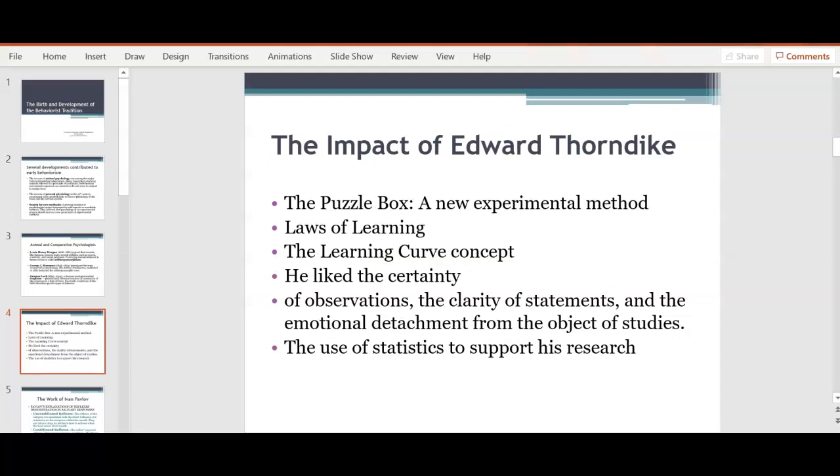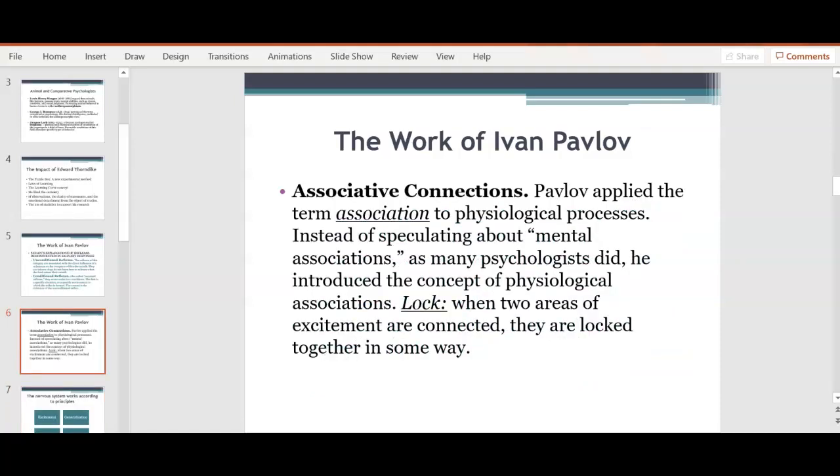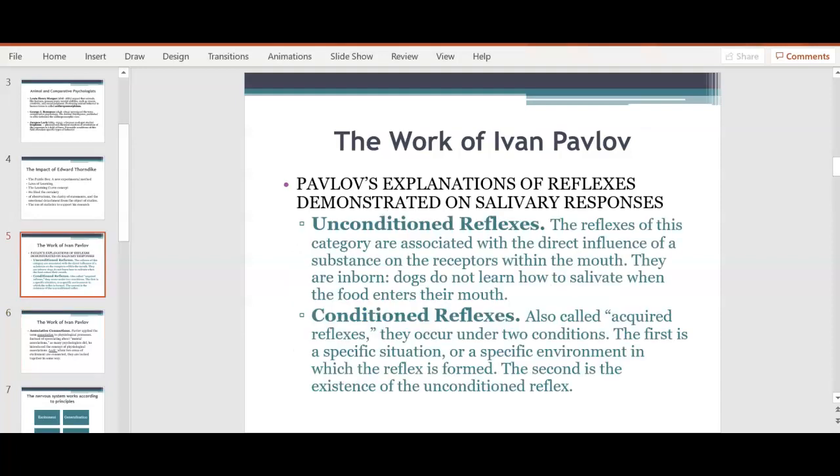Lastly, Edward Thorndike. He was a huge component into psychology today. And you'll read a little bit more about him, but I don't want to spend too much time. Ivan Pavlov, as I mentioned before, he was instrumental in specifically conditioned and unconditioned stimuli and responses. So he demonstrated on the salivary responses. So we talked about the dog in response to the bell. So let's just talk a little bit about the reflexes and stimuli and responses.